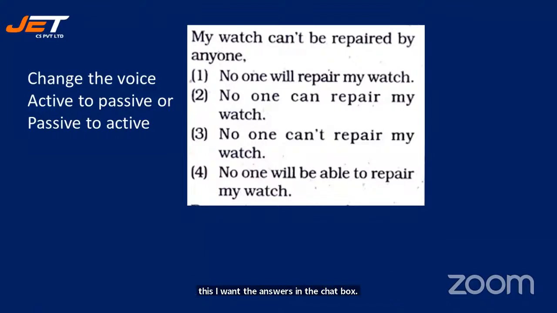My watch cannot be repaired by anyone. All right. So 4 options are given. No one will repair my watch. That's option 1. Second option. No one can repair my watch. Third option. No one can't repair my watch. Fourth option. No one will be able to repair my watch.